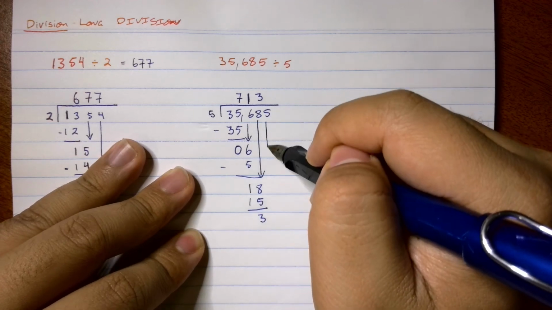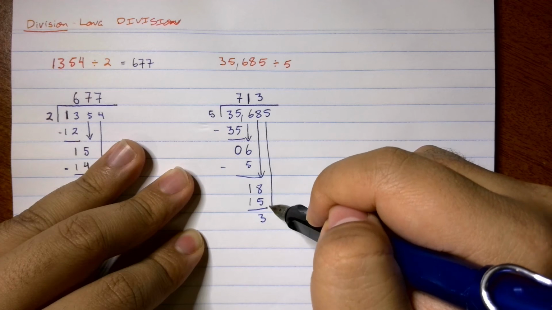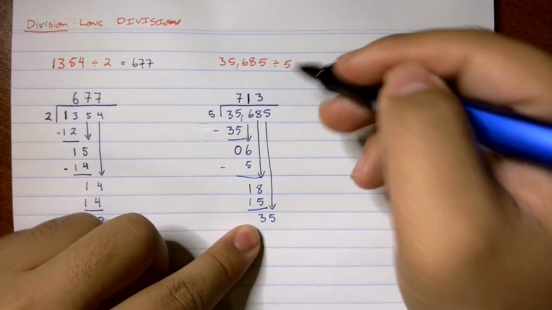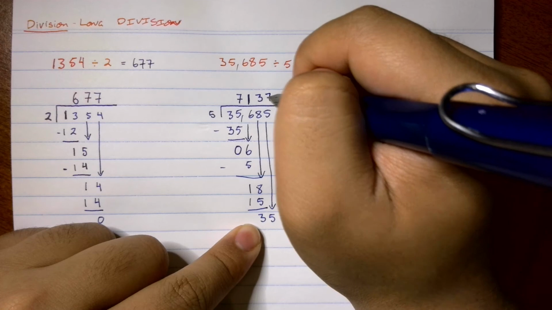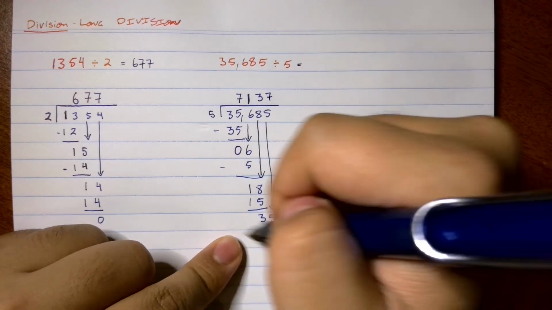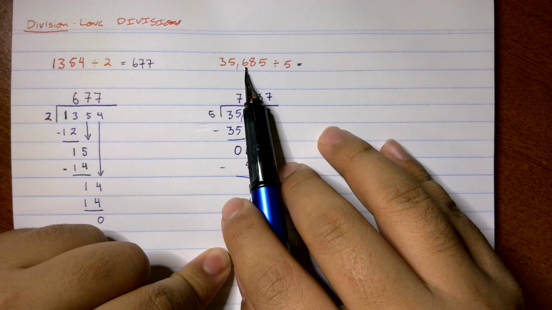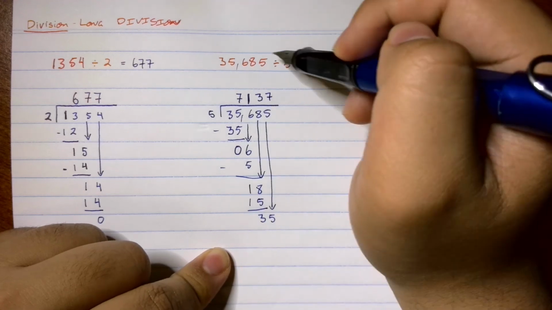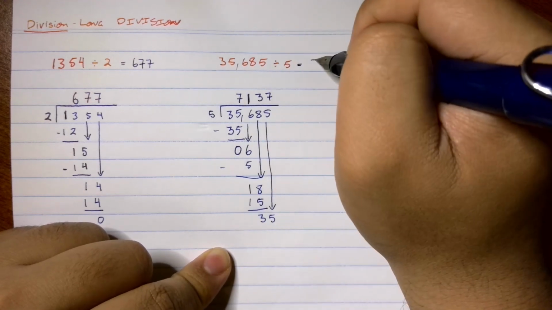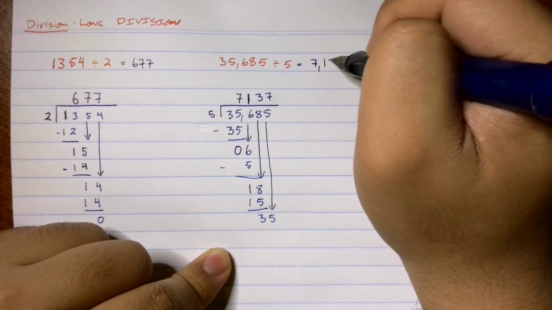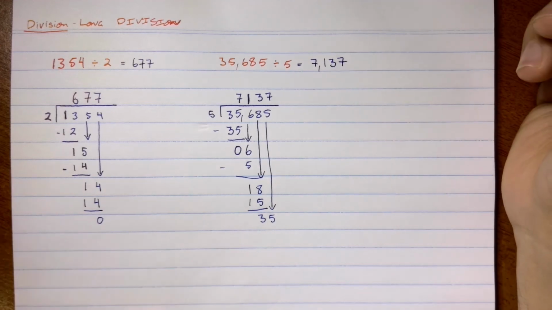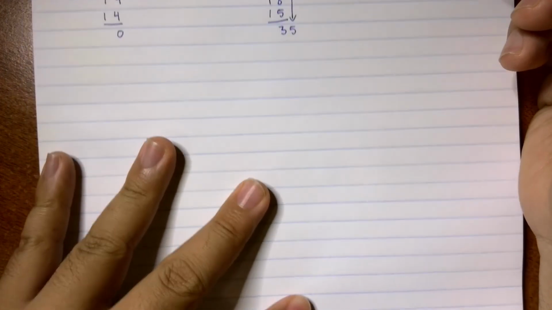We'll now take the last number down. 5. 5 into 35 is 7. So since we've done this long division, 35,685 divided by 5 is equal to 7,137. We'll do one last example just so we get the hang of things.